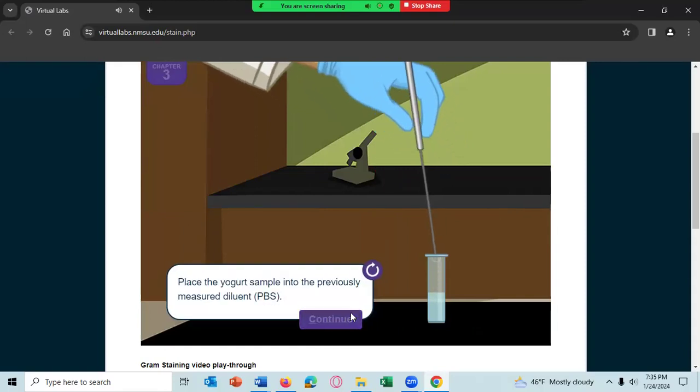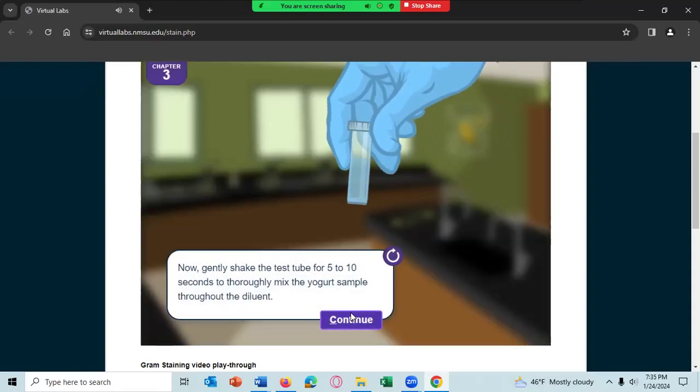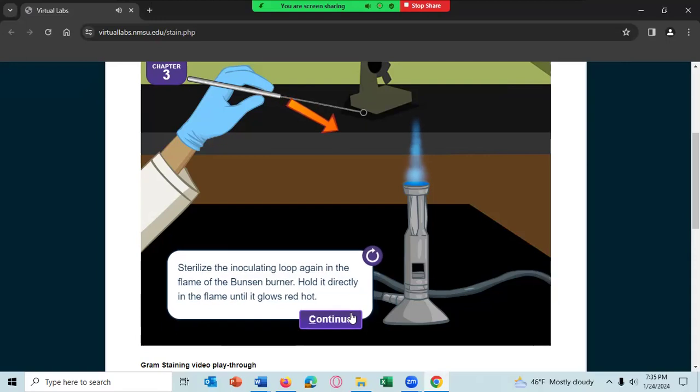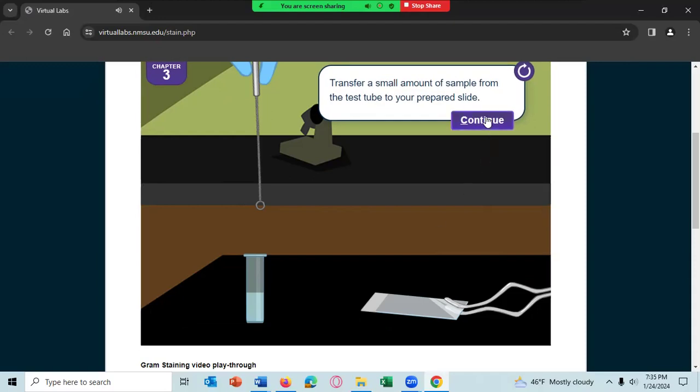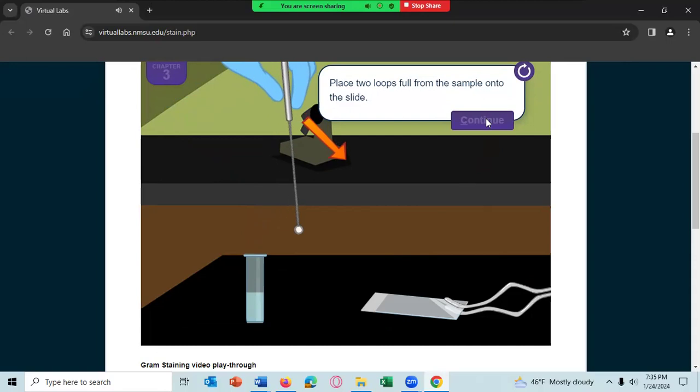Place the yogurt sample into the previous. Now, gently use the inoculation. Sterilize the inoculating loop again in the flame of the Bunsen burner. Hold it direct. Transfer a small amount of sample. Place 2 loopfuls from the sample onto the slide.